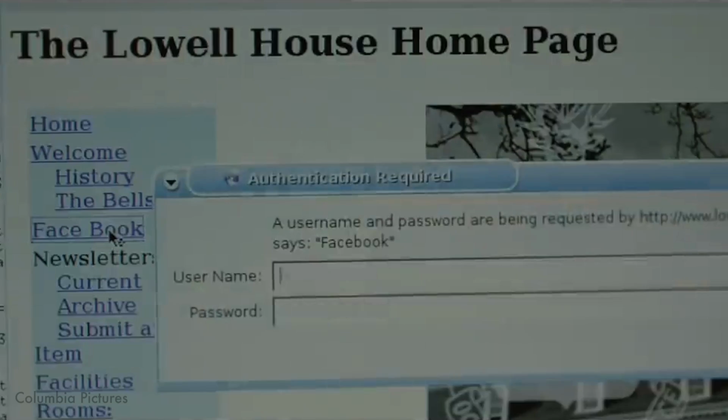Lowell has some security. They require a username password combo.